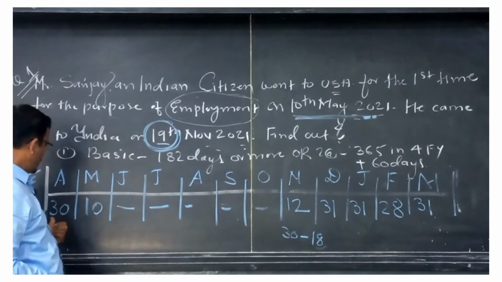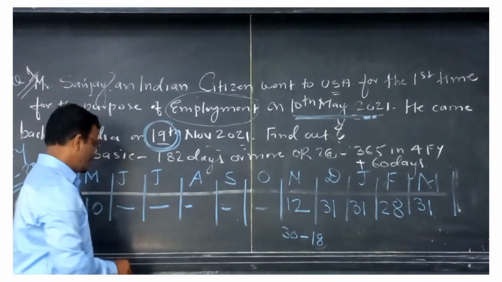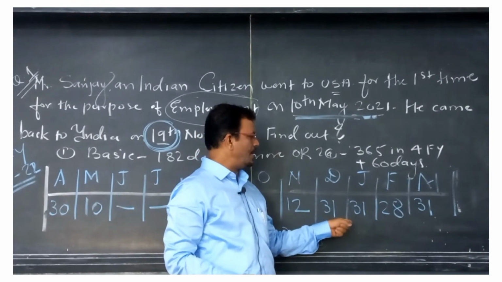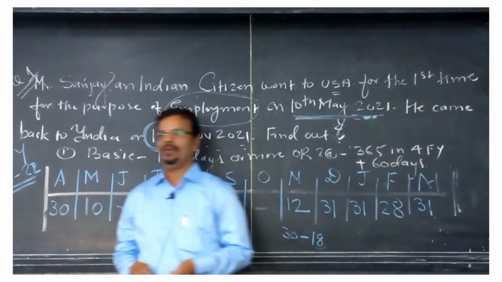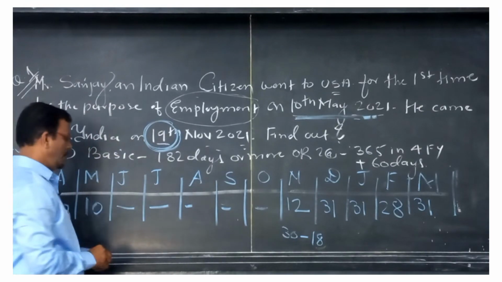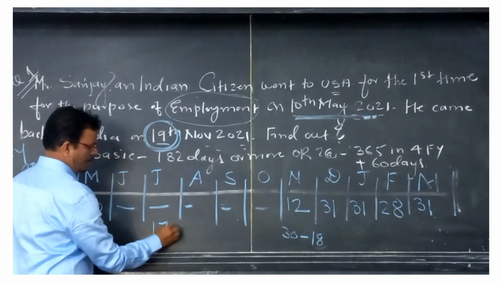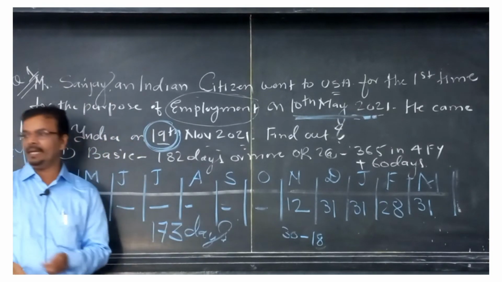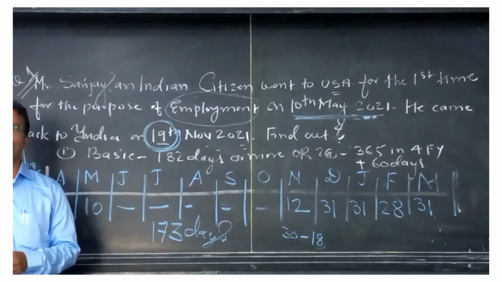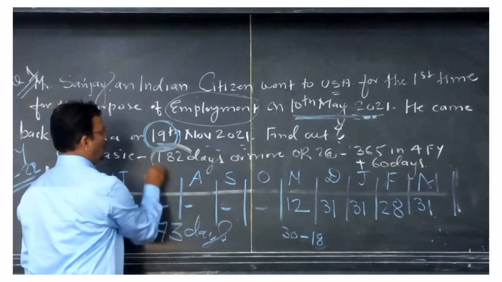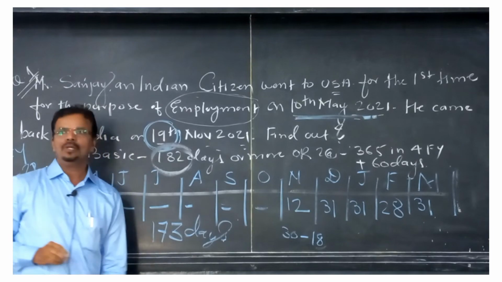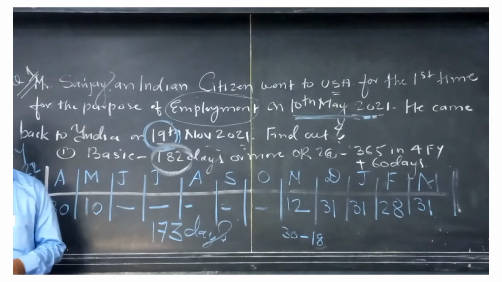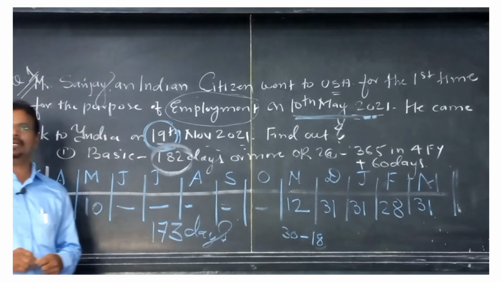So we have to calculate the number of days. 30 plus 10, 40. So we have 40. 40 plus 12 plus 31 plus 31 plus 28 plus 31. So how many days are coming? 173 days. And how many days do we want? 182 days. So the first condition he did not satisfy. So the conclusion will say that he is a non-resident of India.